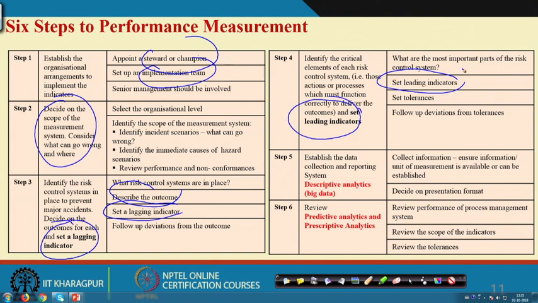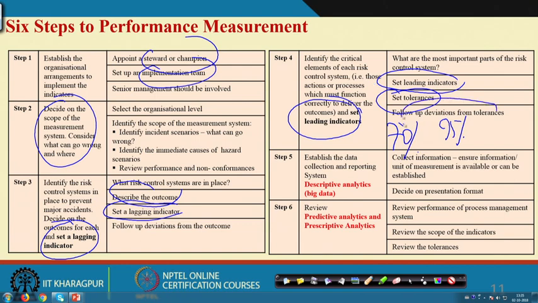So, for every leading indicator you need not get alarmed. At what tolerance, at what level? If, suppose, the percentage of inspections is 95% and 5% is less, are you supposed to become alarmed? You have to understand. If it comes down to 70%, probably there you have to become alarmed. So, for different processes you can put the leading indicators and set the tolerances. By setting these tolerances, you will reduce the efforts. Otherwise, for every small deviation, you would become alarmed.